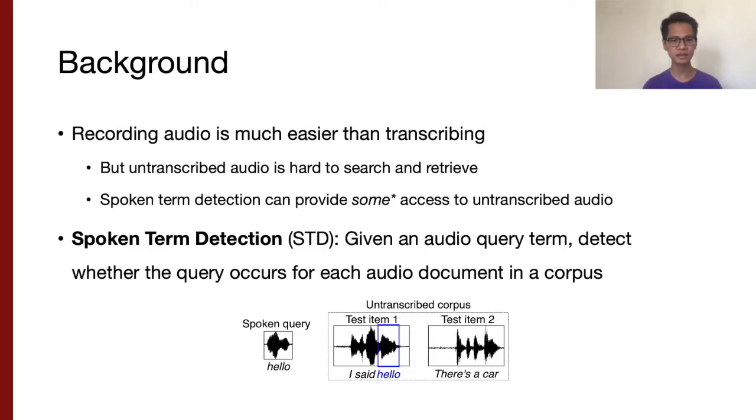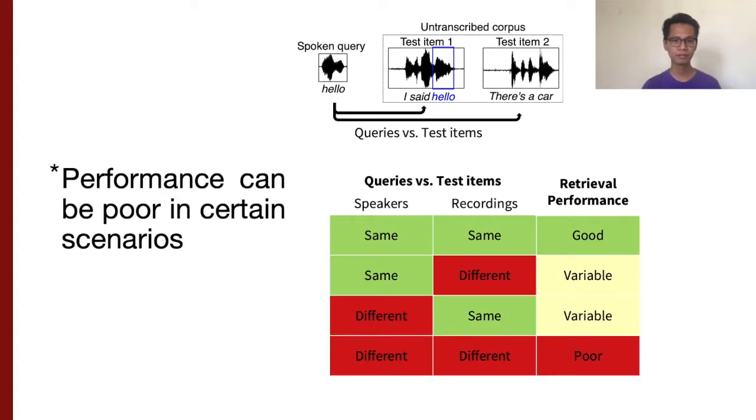And this is basically voice search. So you could take a query like "hello" and compare the signal against different audio files in the corpus and see where there are high levels of correlation between the signals. But because you're comparing the signals directly against each other, you can end up with varying levels of retrieval performance depending on the characteristics of the signals.